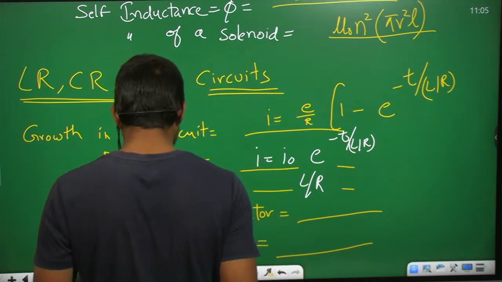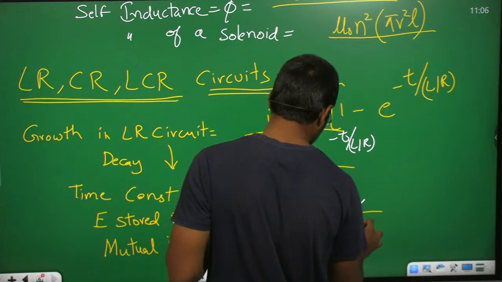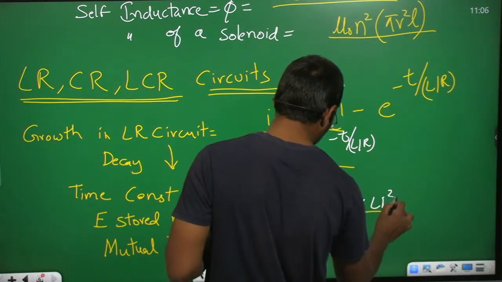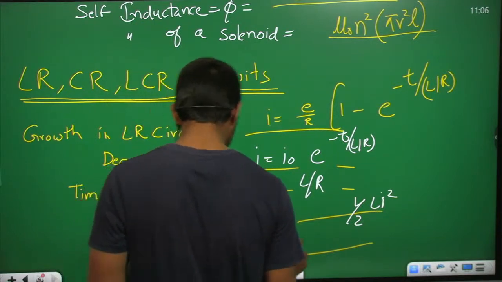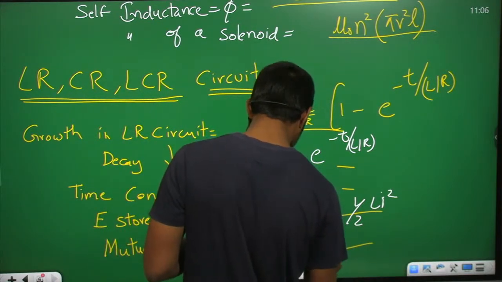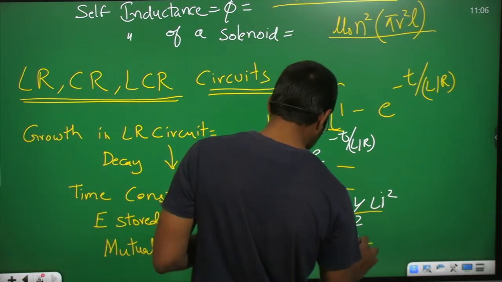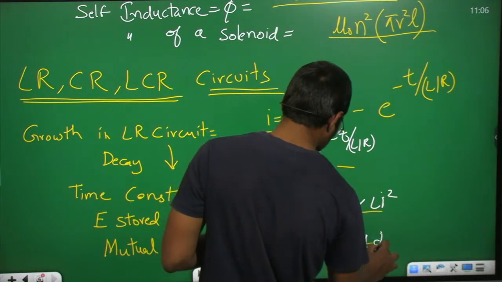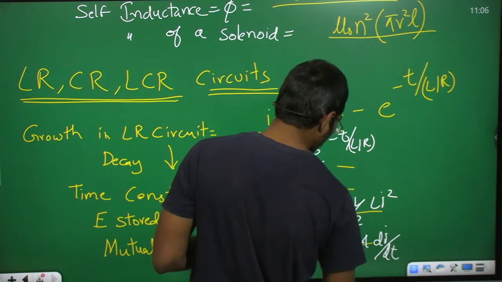What is the energy stored in an inductor? Half L i square. What is the mutual inductance? EMF generated due to mutual inductance is minus M di by dt, right?